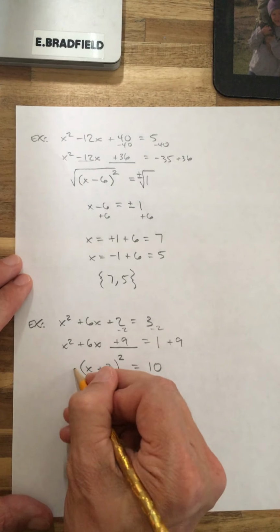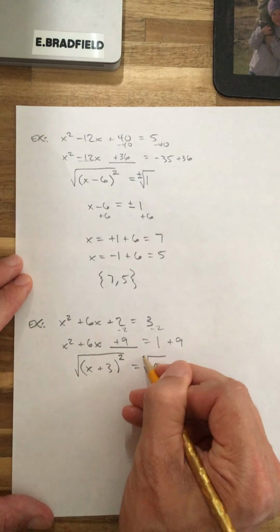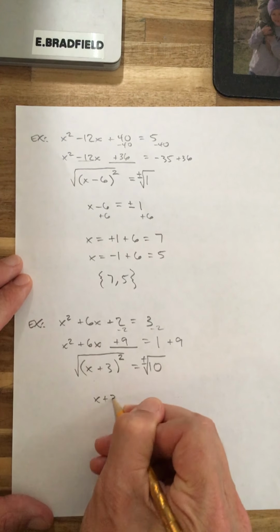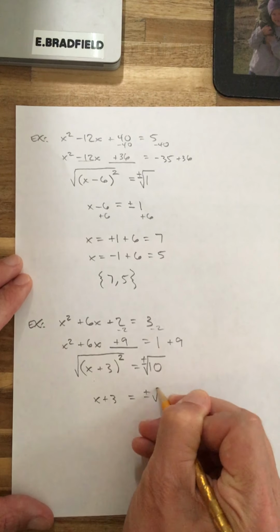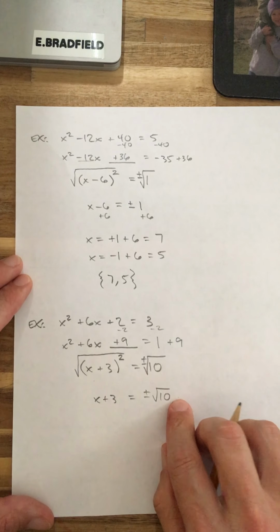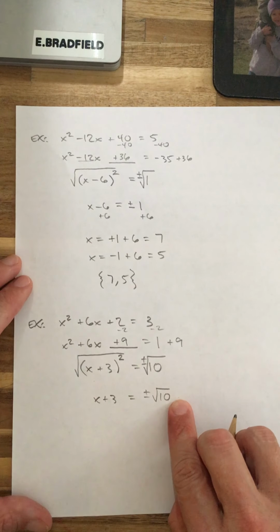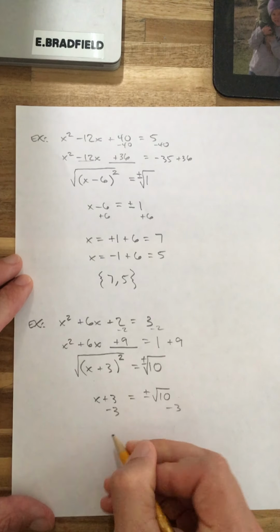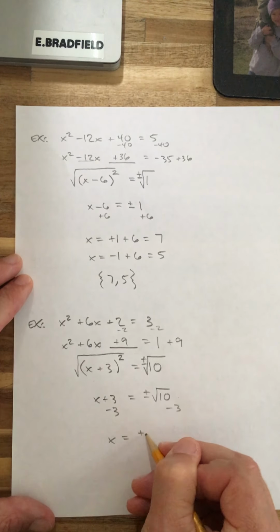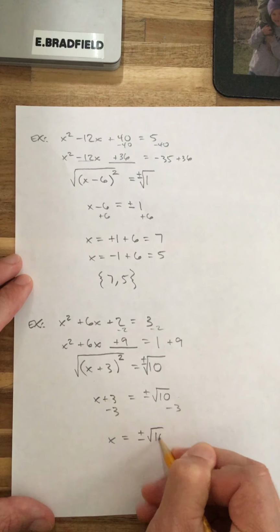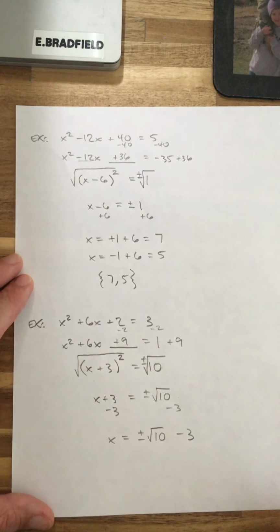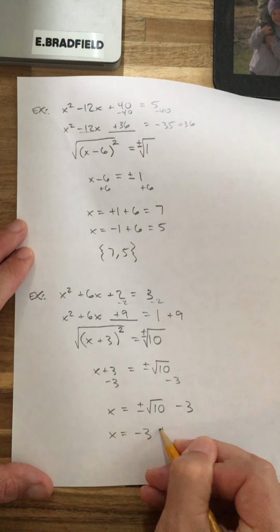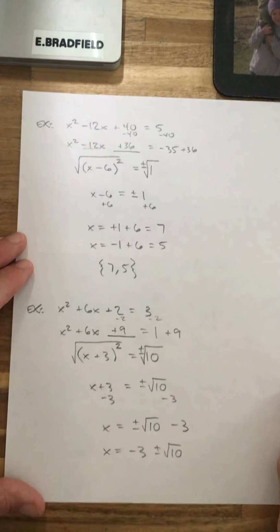Okay, now take the square root on both sides, plus or minus. Square root cancels that. We're left with x plus 3 equals plus or minus square root 10. You cannot simplify the square root of 10, so it stays like that. Subtract the 3 from both sides, and we get x equals plus or minus radical 10 minus 3, but I want it written like this. X equals, I want the negative 3 first, then the plus or minus radical 10. That's the best way, okay?